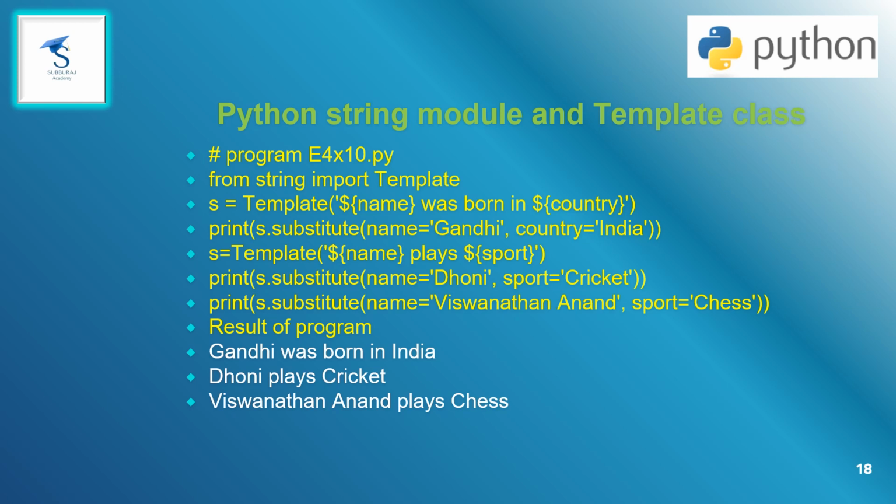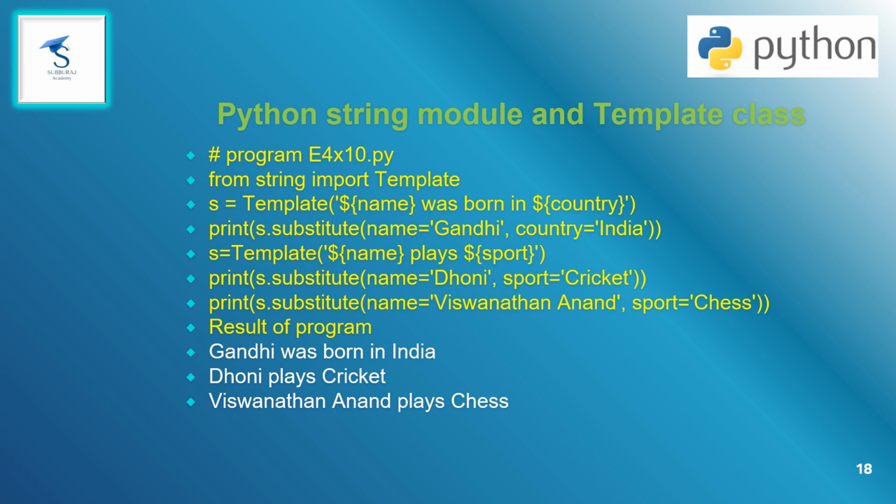Now, the next statement is a little more complicated than the previous ones. Print s dot substitute, to substitute in the string: name is equal to Gandhi, country is equal to India. First time you are doing it. What will be printed? Gandhi was born in India. So basically dollar name and dollar country are the variables.